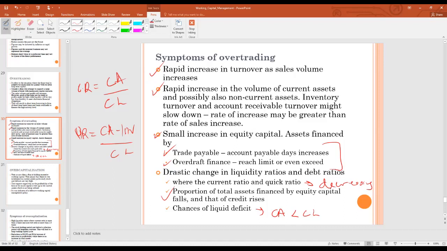So we say that current ratio and quick ratio will be decreasing. It may not be decreasing by a big proportion, it may decrease by a big proportion. It depends from case to case. What should be happening is that the company may have a case where the decrease is too much to an extent.